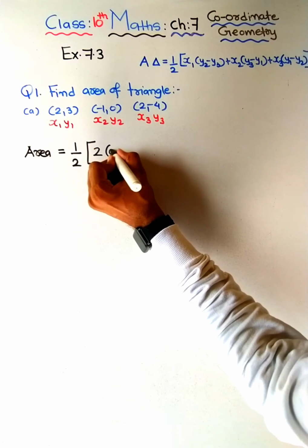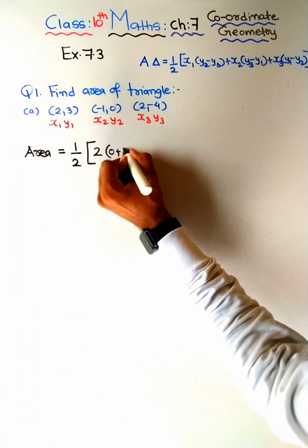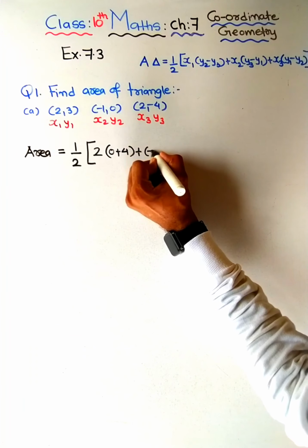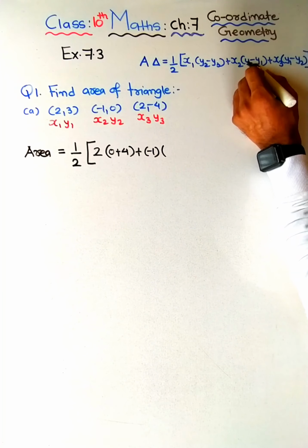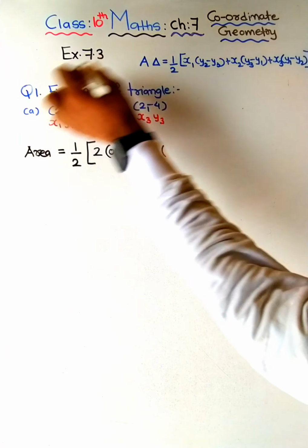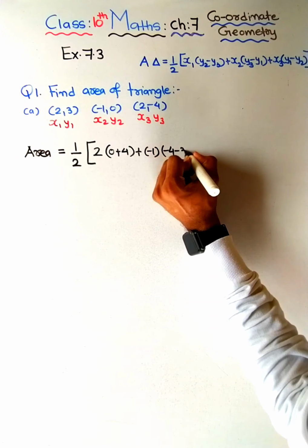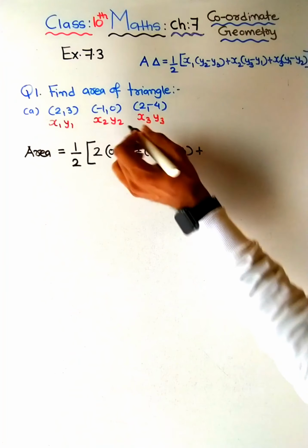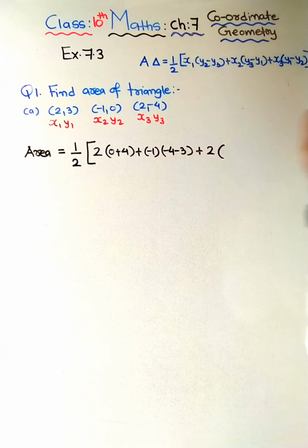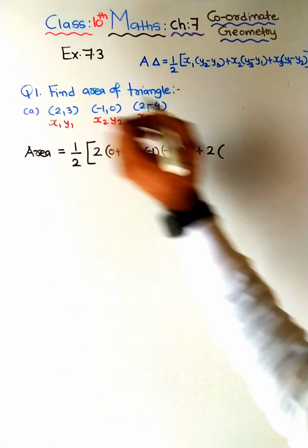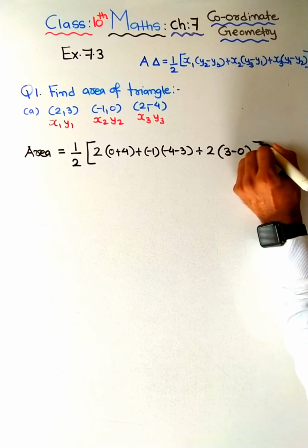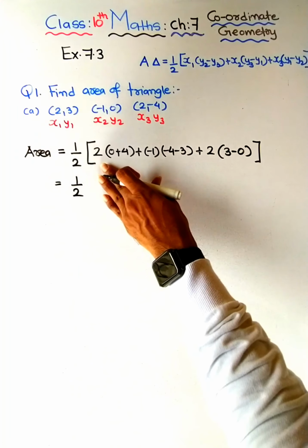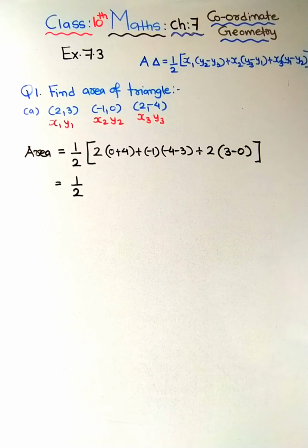That means 0 minus minus 4, that is 0 plus 4. Next is x2, that is minus 1, and in the bracket we have y3 minus y1, so minus 4 minus 3. Then we have x3, that is 2, into the bracket we have y1 minus y2, that means 3 minus 0. So this is the whole formula after putting in the values.